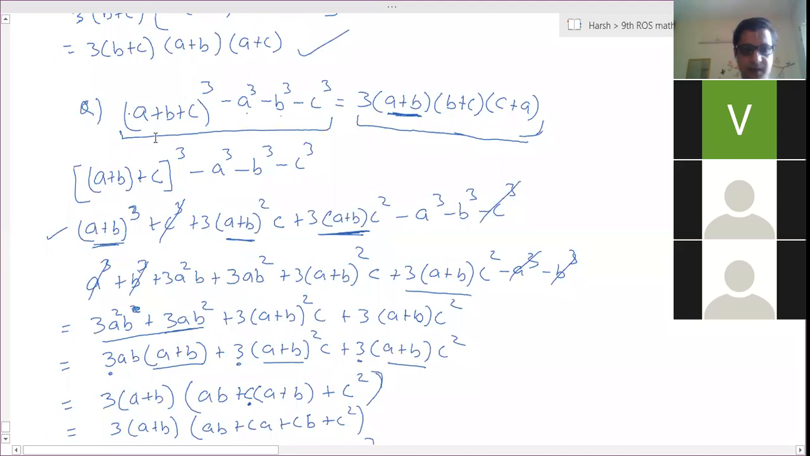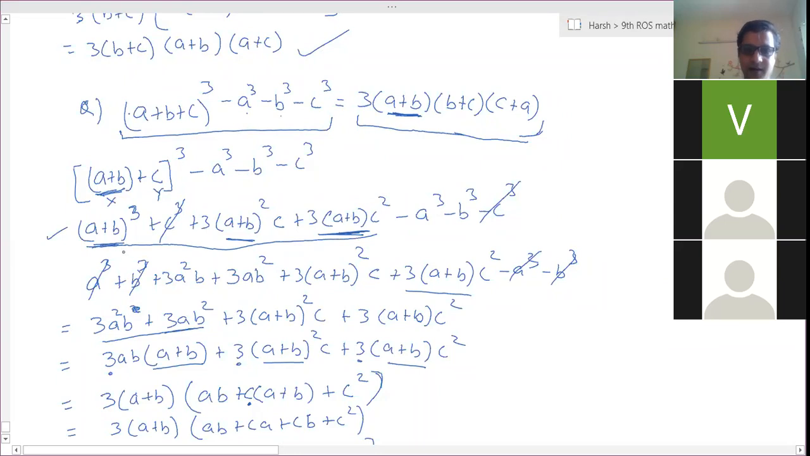This is A plus B plus C the whole cube. Can we write A plus B plus C the whole cube? We'll take this as X or Y. And then we give X cube plus Y cube plus 3X square Y plus 3Y square. Is this step clear? Yes, sir.